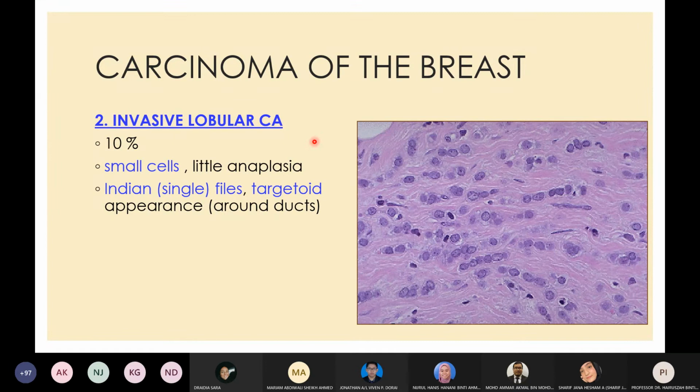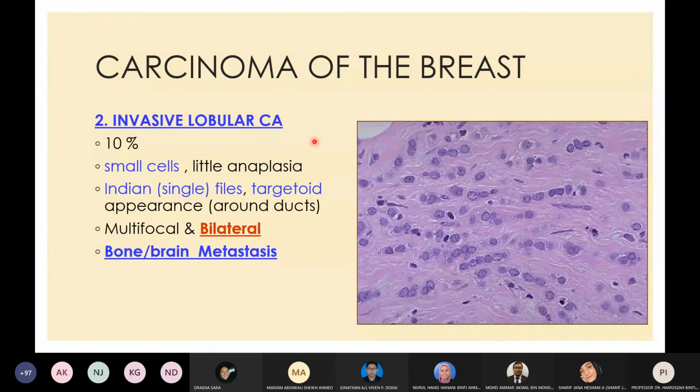Lobular is quite different. Why? They tend to affect both sides. Remember case 5 I talked to you about in my earlier slide, my medical colleague, she had a bilateral lesion and multifocal. So that is a characteristic behavior of lobular carcinoma. And they present quite early with metastasis. So prognosis is not good.